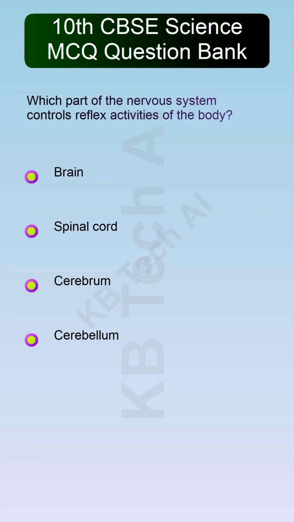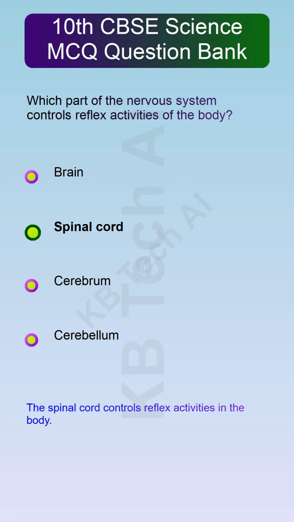Which part of the nervous system controls reflex activities of the body? Option 1, brain. Option 2, spinal cord. Option 3, cerebrum. Option 4, cerebellum. The answer is Option 2, spinal cord.